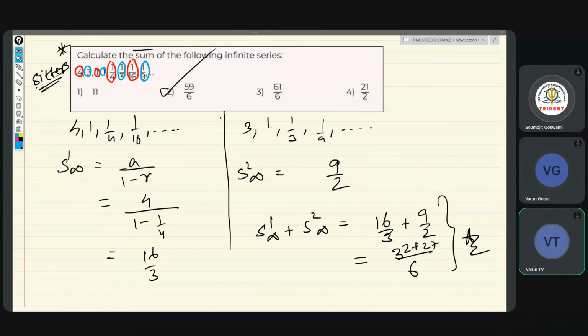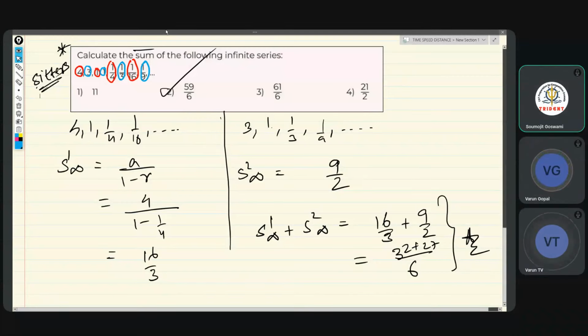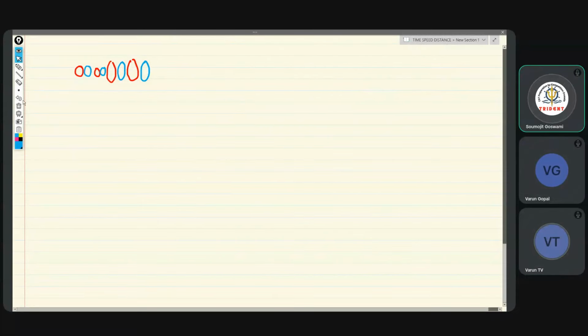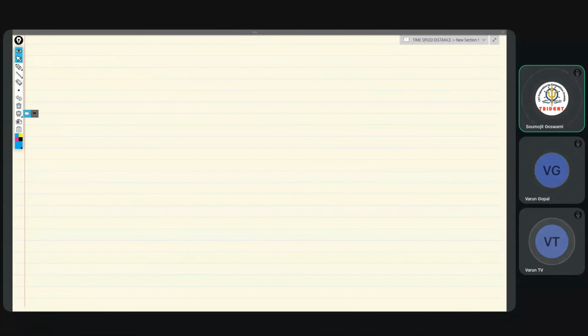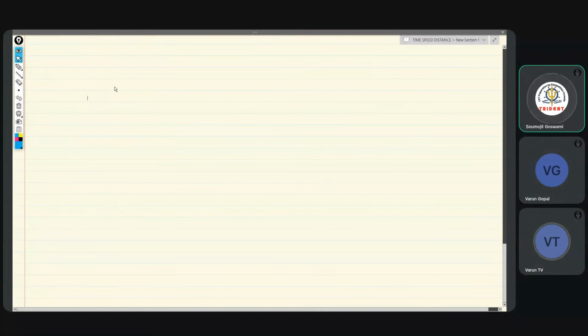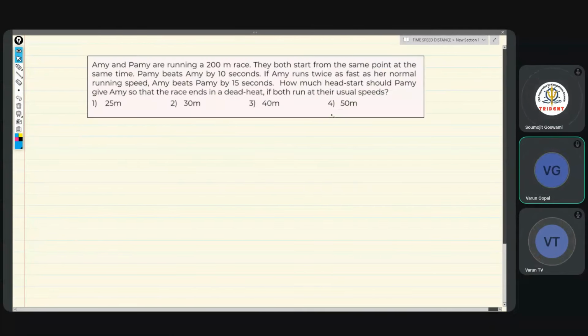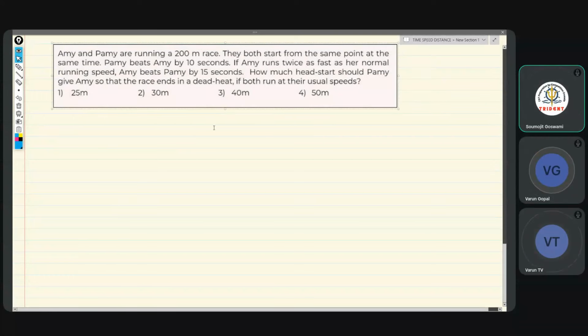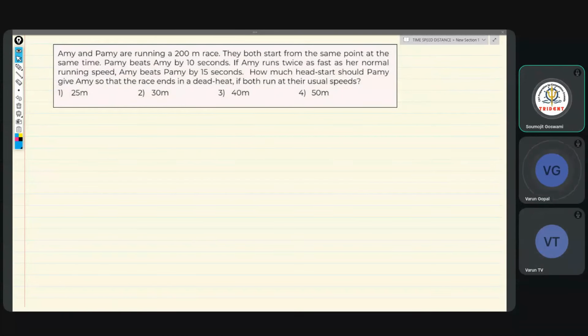Not arithmetic as such. We'll do one question from time, speed, and distance, because we did time, speed, and distance. This has like everything. We'll do an MCAT session also in some time. We did a very similar question yesterday. This is linear, this is linear races, mind you.